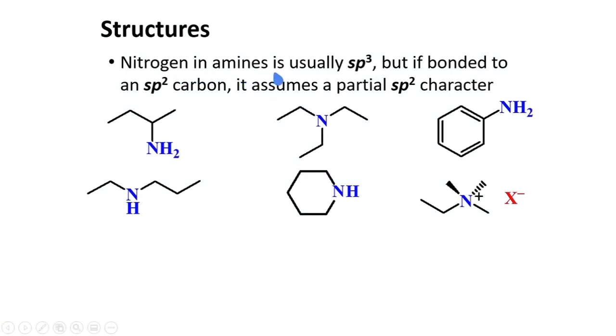The nitrogen in amines is usually sp3 hybridized, but if bonded to an sp2 carbon, it assumes a partial sp2 character. The amines can have a variety of structures due to the ability of the nitrogen to bond 1, 2, 3, or even 4 carbons.